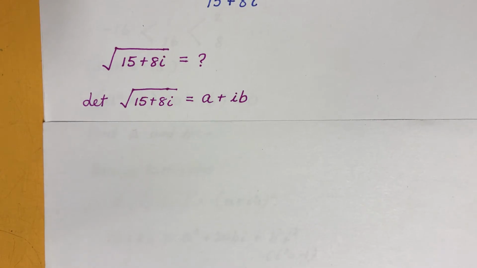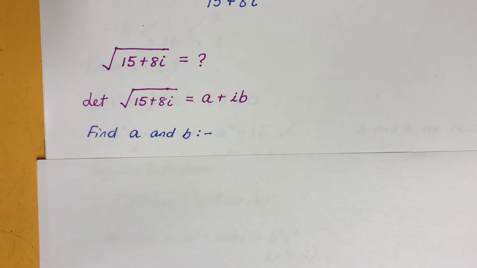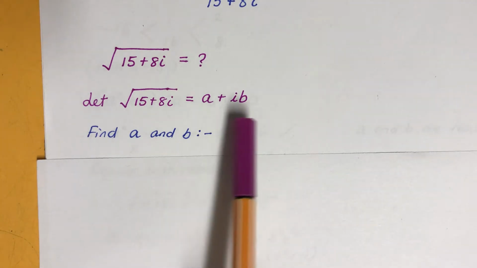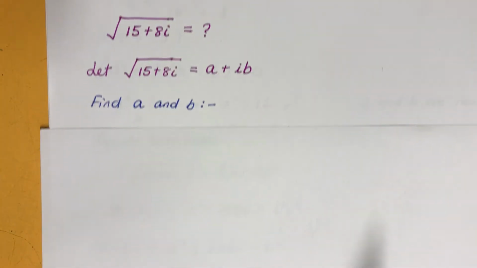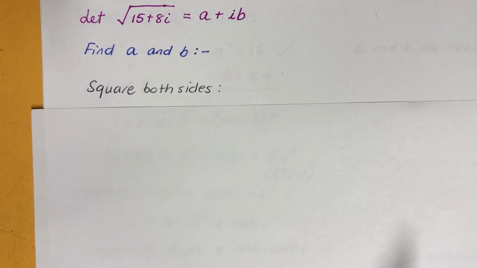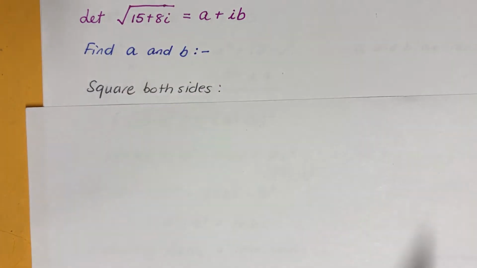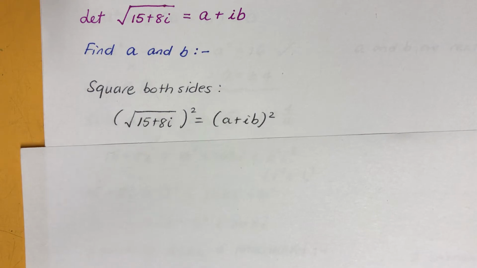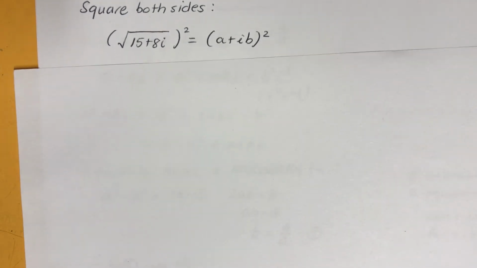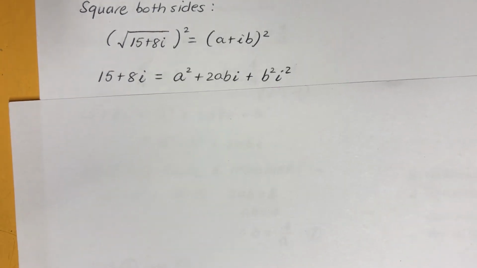Let the square root of 15 plus 8i equal a plus ib. So there's a complex equation there, and if we can find a and b, we can find the roots. So let's have a look. To get rid of the square root, we need to square both sides. When I do that, it'll be simply like this.